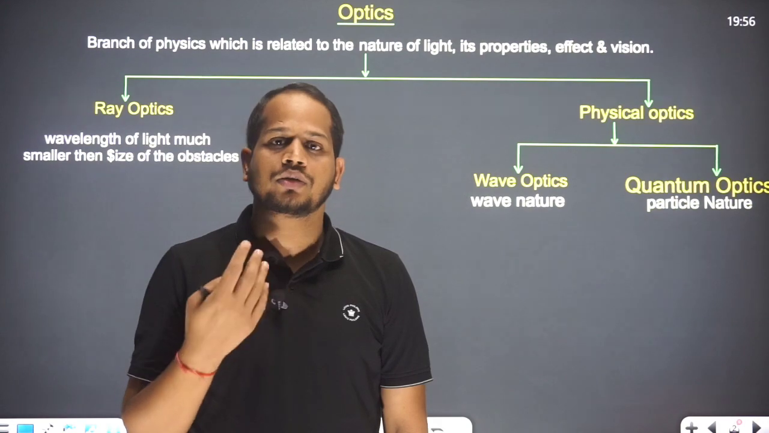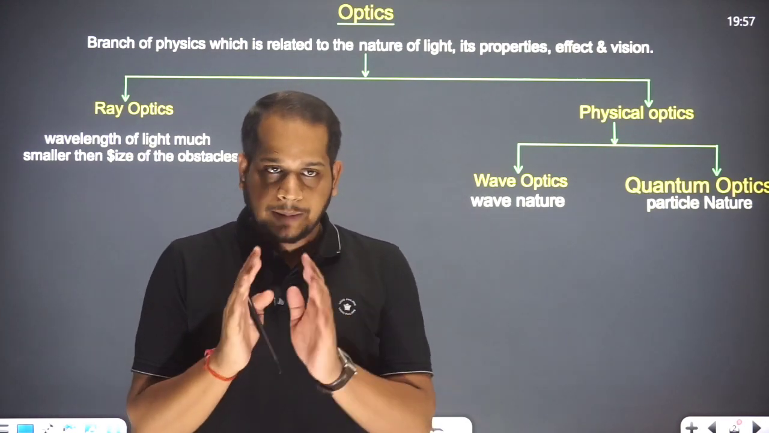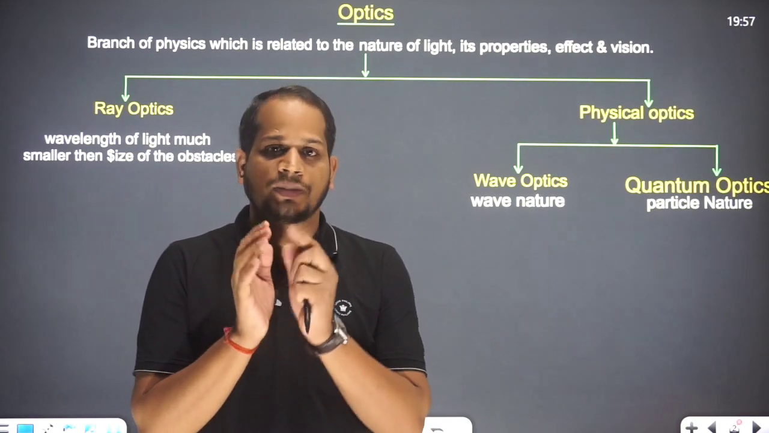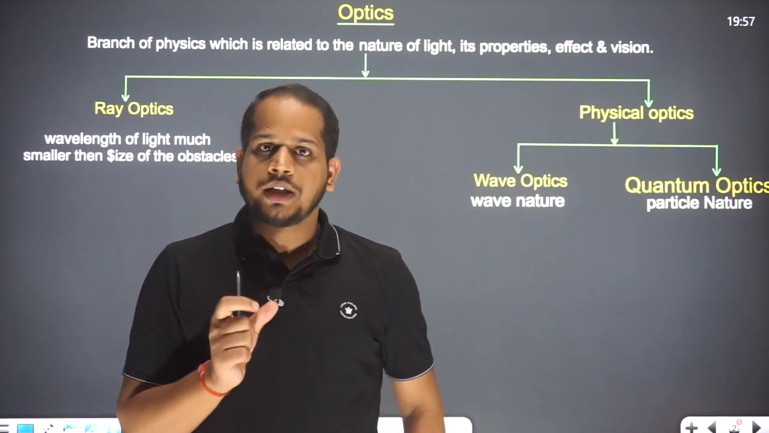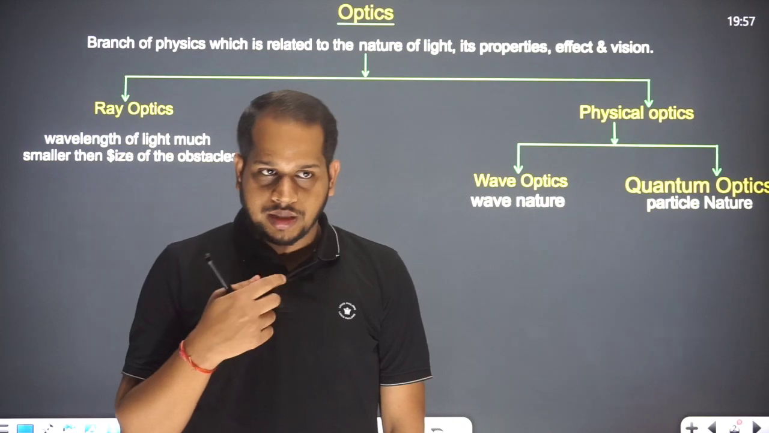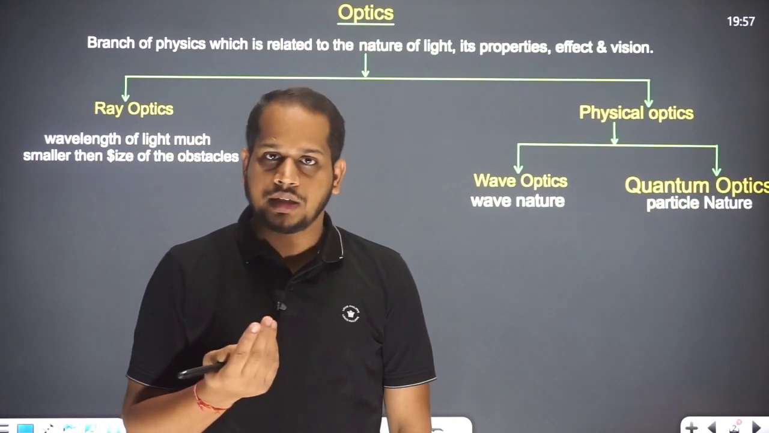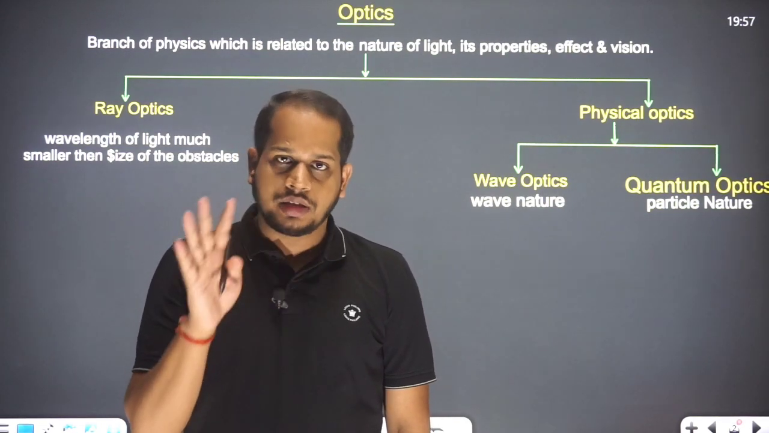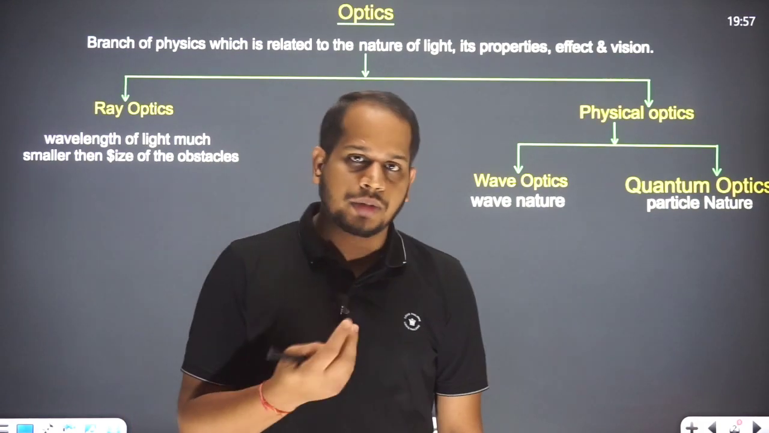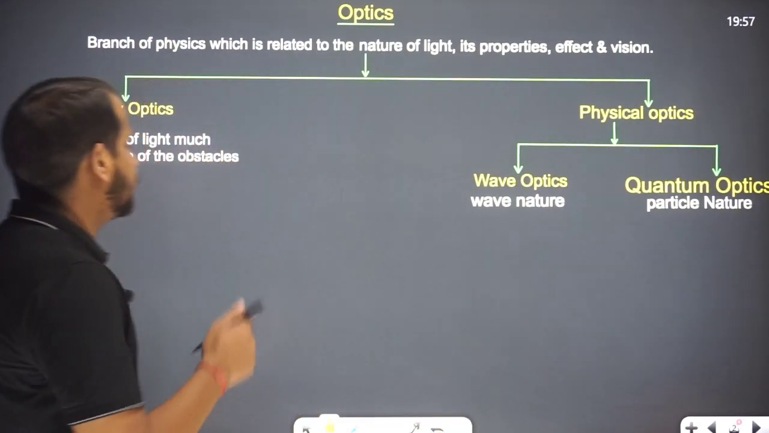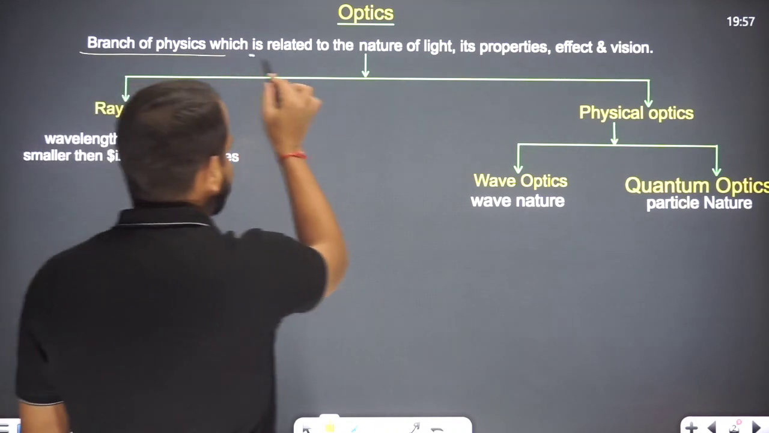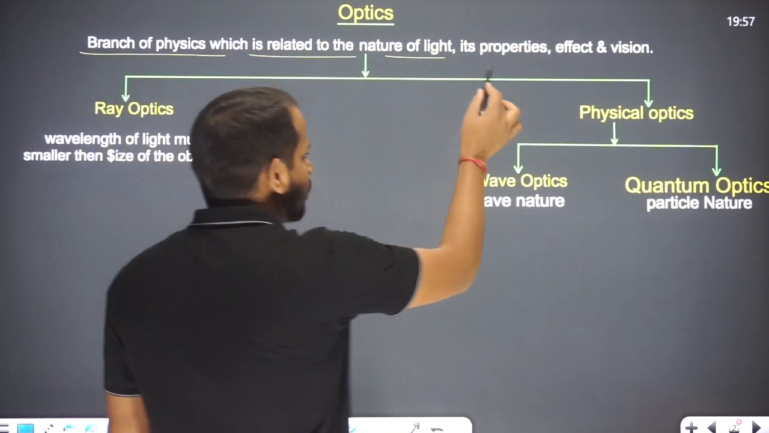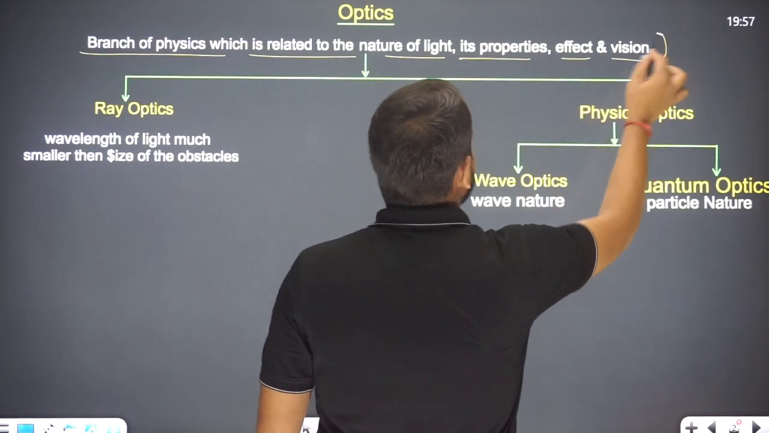Actually, what's the first thing of this chapter? We have to study about the light, right? If we have to study about the light, then there is a specific branch in physics that is called optics. Optics deals with the effect of light, properties of light, everything related to light. Optics is the branch of physics which is related to the nature of light, properties, effect and vision, right?